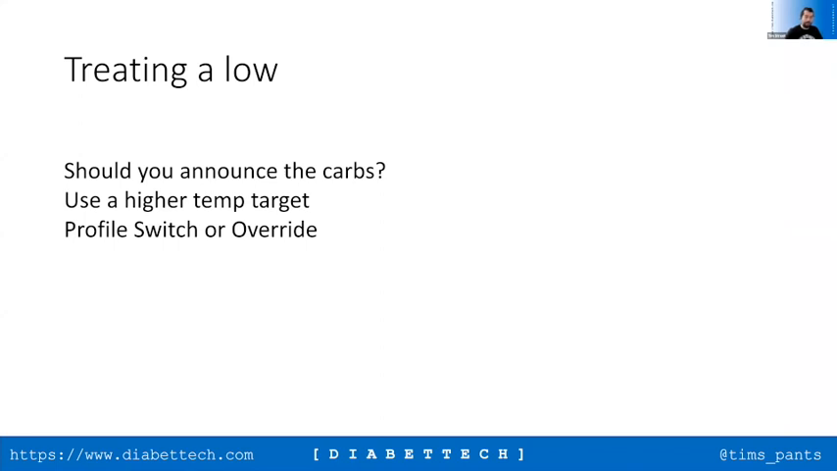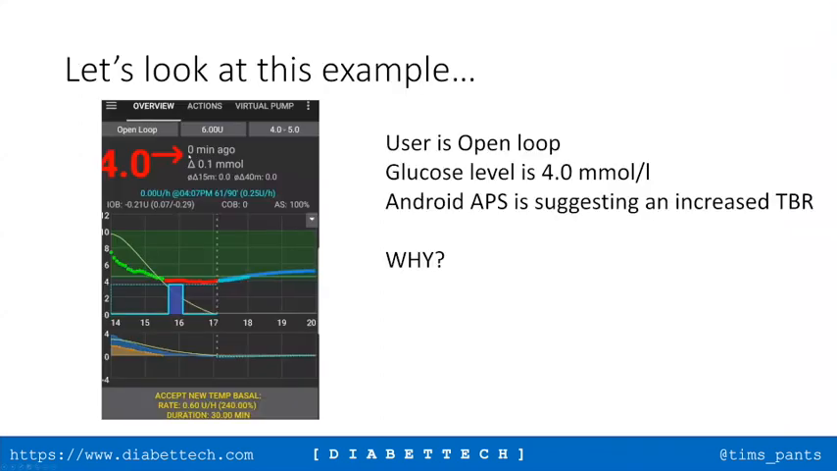Anyway, moving on from treating a low, let's have a quick look at this example. In this example, the user is running in open loop, so let's just be clear about that. The glucose level is 4, which is obviously below their target and just at the bottom of their range. And this is a question we see regularly. Android APS is suggesting an increased TBR. This might help you with some of the objectives as well if you haven't got to this stage yet. Why would Android APS be suggesting a higher TBR in open loop if glucose level is below target?